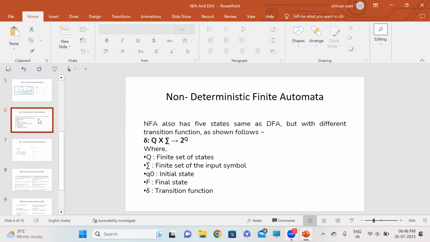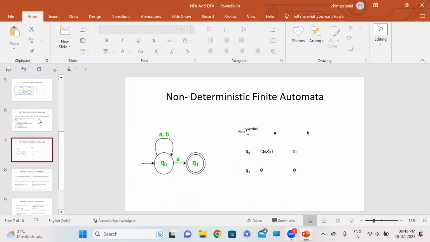So just like the deterministic finite automata, in non-deterministic finite automata we also have 5 tuples: a finite set of states, a finite set of input symbols, the initial state, and the final states. The only difference is the transition function. We will discuss it later in detail. What is the transition function? It is Q × Σ → 2^Q. We will discuss it in detail. Now that is the example of non-deterministic finite automata.